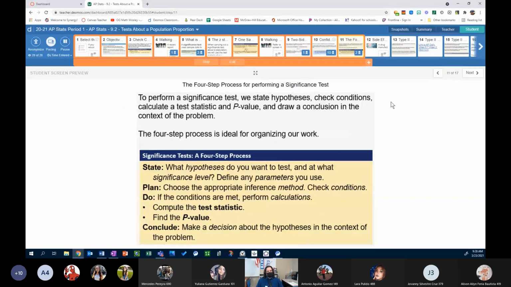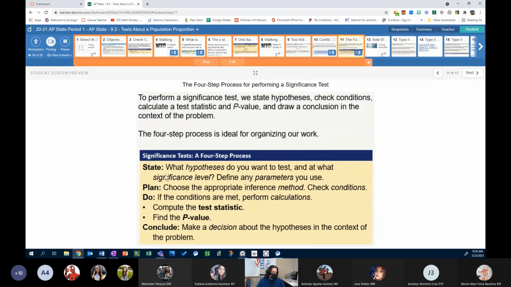So now that we've seen all the parts that we're going to be using, this leads us to, again, our 4-step process for performing a significance test, very similar to the 4-step process of finding a confidence interval. To perform a significance test, we state hypotheses, check conditions, calculate a test statistic and p-value, and draw a conclusion in the context of the problem. The 4-step process is ideal for organizing our work.